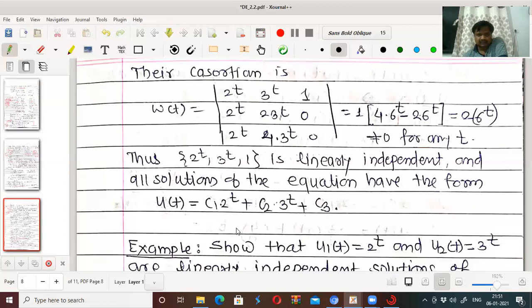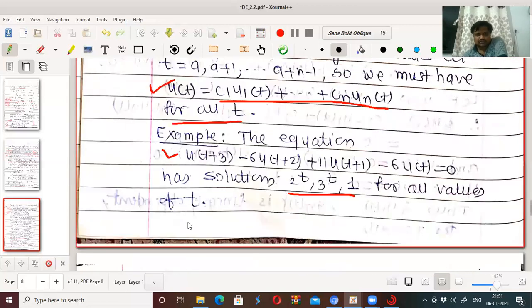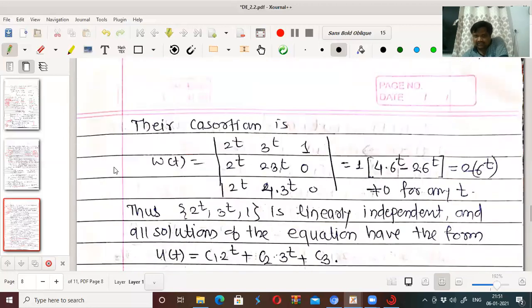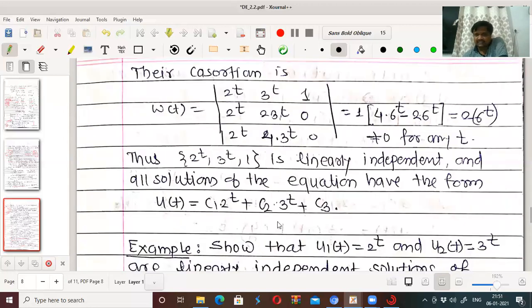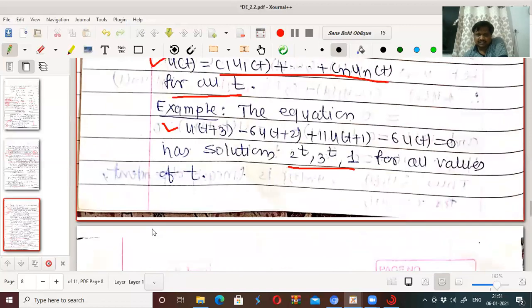Okay. And we have to show... Okay. So we know that this has a solution, a Casoratian we found, and we have shown that these three are linearly independent. Now, can we say that these three are the solutions of this equation? Have we found it before? Okay, if not, I will check it.